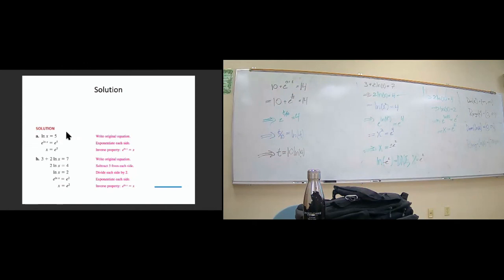So really quickly checking, for that first problem, we do in fact get x is equal to e to the fifth. And for that second problem, we do in fact get that x is equal to e to the second. Dope, so I'm not telling you anything wrong yet.